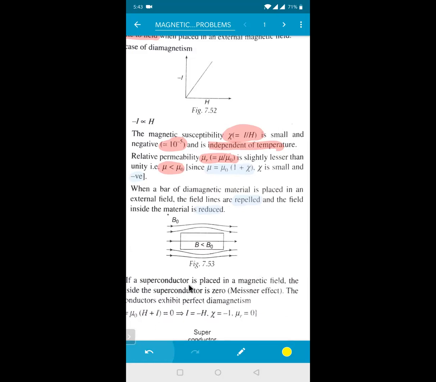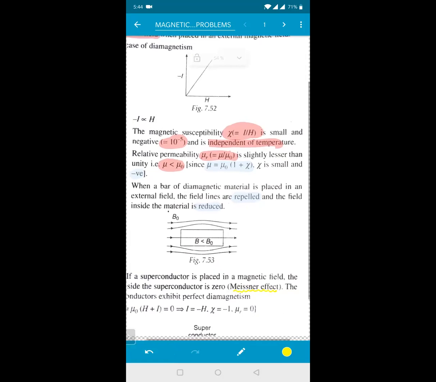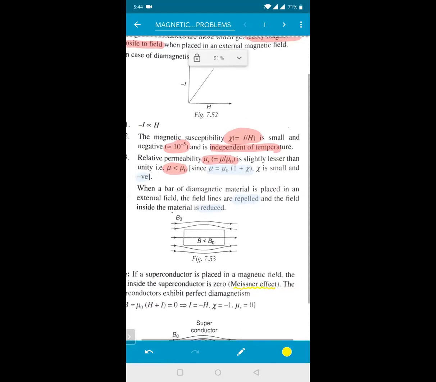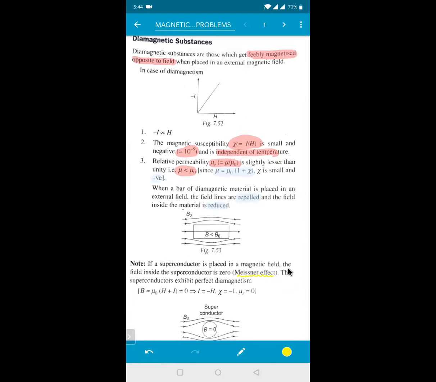In the same way, if a superconductor is placed in a magnetic field, then the field inside the superconductor is zero, which is called the Meissner effect. The superconductors exhibit perfect diamagnetism. So if a superconductor is placed in a magnetic field, the field inside it is zero, which is known as the Meissner effect. Superconductors exhibit perfect diamagnetism. This also you need to remember.